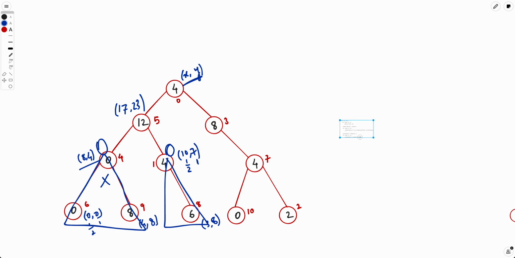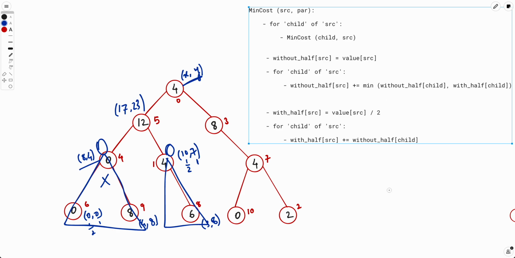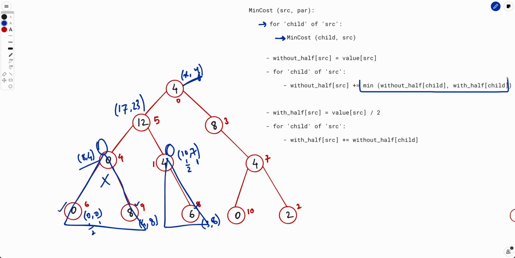How would the pseudocode look like? Pseudocode would be exactly similar to what we have just discussed. We will iterate over all the children and figure out the cost of all the children first, right? So basically, what we are ensuring through this is that we are first finding out the values for each of the base nodes, right? Once we have figured that out, the value for other nodes would be the formula that we have just discussed before. So without half, we are free to choose the minimum of with or without half from the children, right?